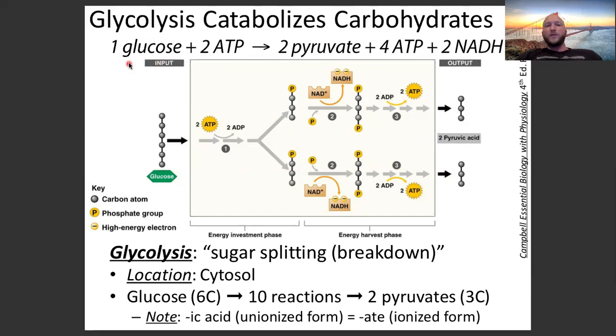So look up here at the equation. I want you to know this equation. 1 glucose plus 2 ATP, that's what goes into glycolysis. 2 pyruvate, 4 ATP, and 2 NADH is what you get out of it.